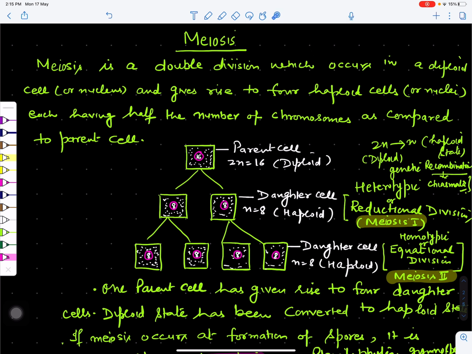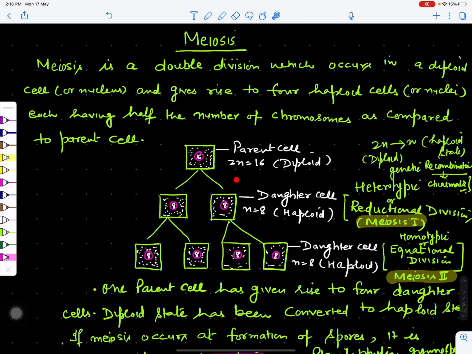Now, meiosis is a double division which occurs in a diploid cell or nucleus and gives rise to 4 haploid cells or nuclei, each having half the number of chromosomes as compared to the parent cell. Now, if we see, this is the parent cell having chromosome number equal to 16. This is a diploid cell, 2n is equal to 16. 2n means this is a diploid cell.